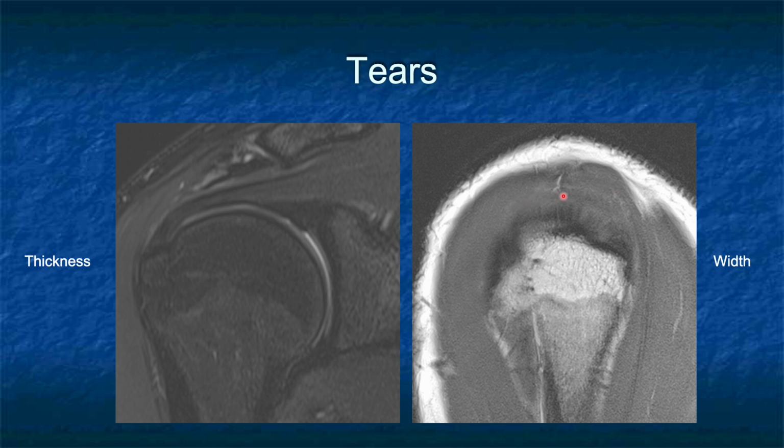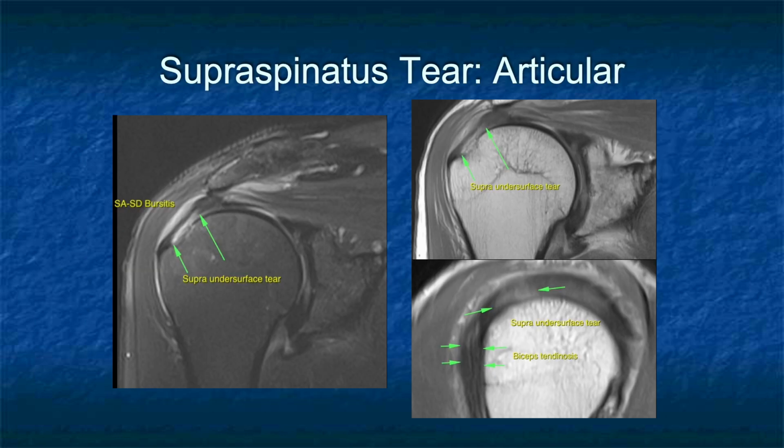In other words, this anterior portion here is going to be the supraspinatus, this posterior portion is going to be the infraspinatus, and the question is whether we have a full thickness or partial thickness, full width or partial width supra and infraspinatus tear. You understand the width is going to be more important on the sagittal images, the thickness is going to be more important on these coronal images.